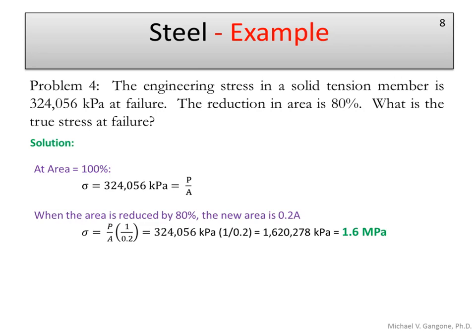Okay, so the stress at 100% area is this. At 80% reduction, the new area is 0.2 times the initial area A. So again, we just plug it in here, and instead of putting A, we put 0.2A, and we solve, and we get 1.6 megapascals. All right. So again, just another use of engineering mechanics of materials to calculate the true stress as opposed to just the engineering stress.